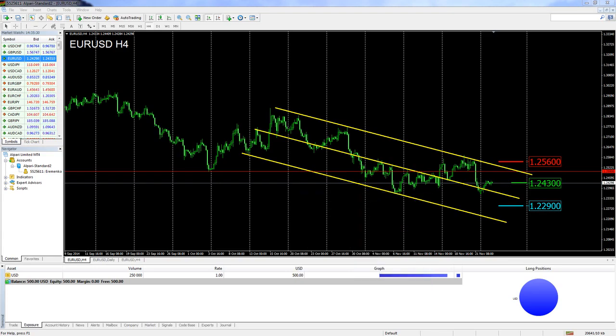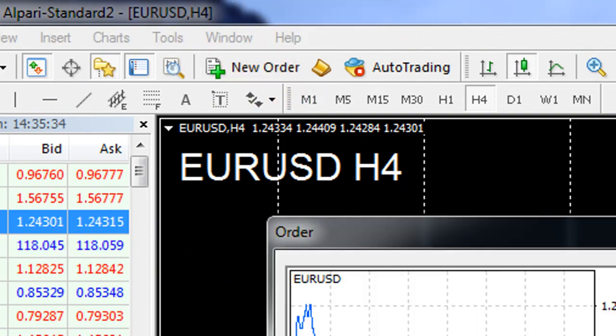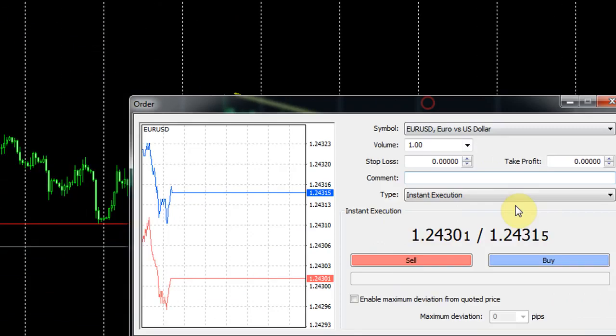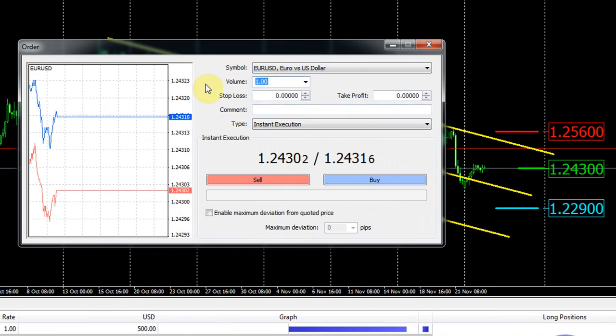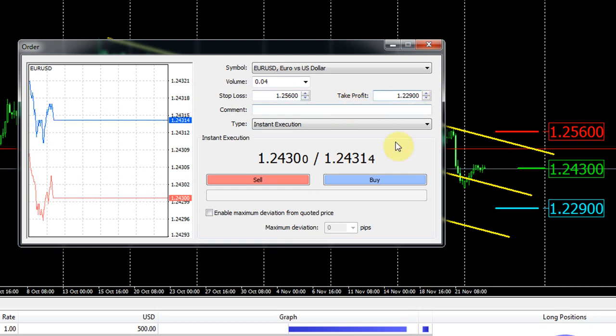Now we're going to click this new order button up at the top here. And in these boxes, we're going to specify all of our parameters. So it's 0.04 lots. Stop loss, we're setting at 1.25600. Take profit, we're setting at 1.22900. That's the blue price over there.